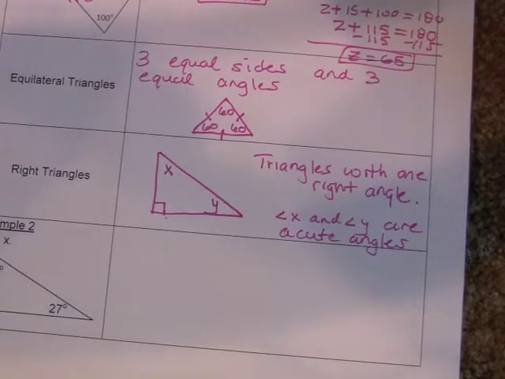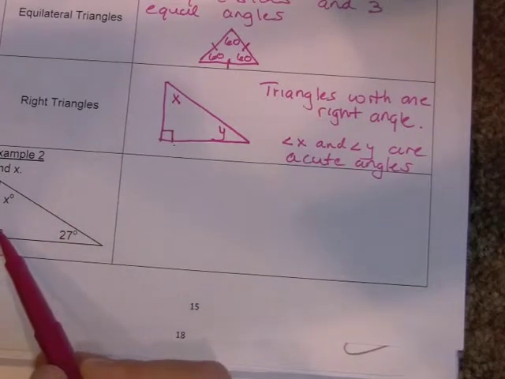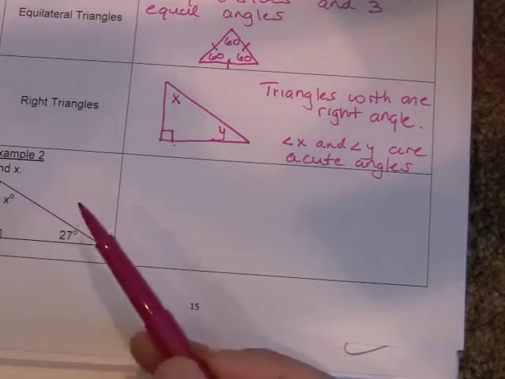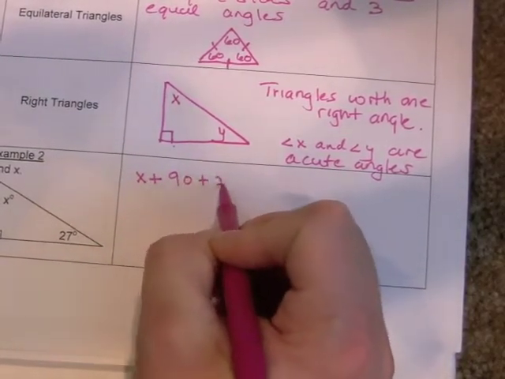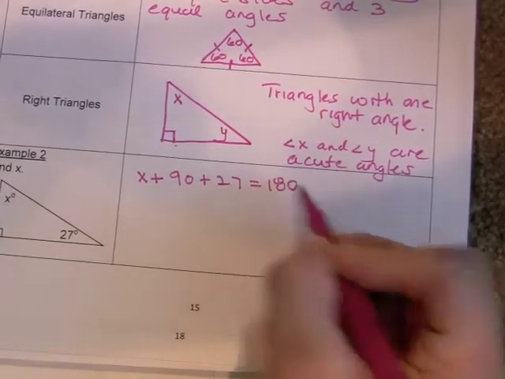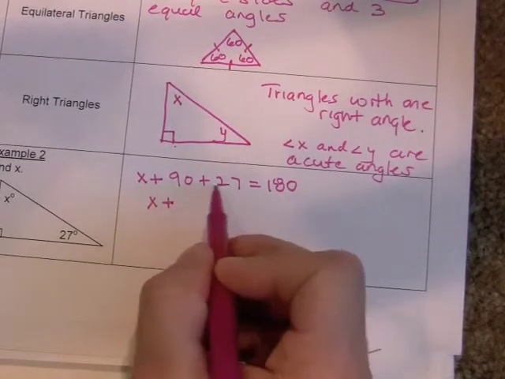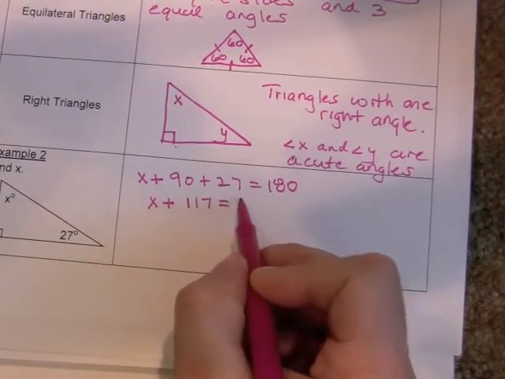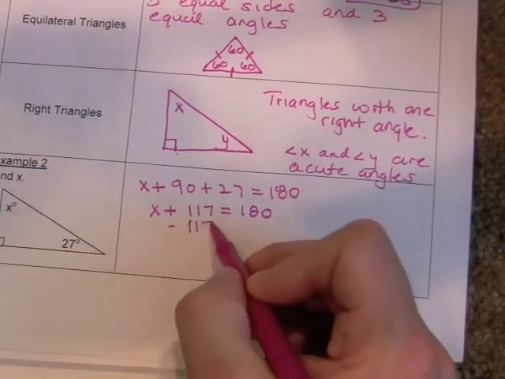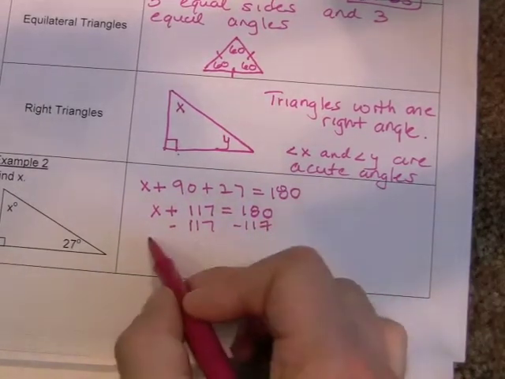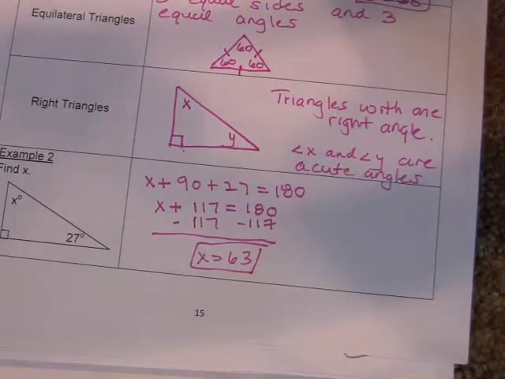Okay, so let's move on to example 2. In example number 2, we have to find the value of x. We know two angles, we're missing one, so we'll do the triangle sum theorem. So we'll do x plus 90 plus 27 equals 180. So 90 plus 27 is 117. And when we subtract 117, we're going to get 63. That's how we find example 2.